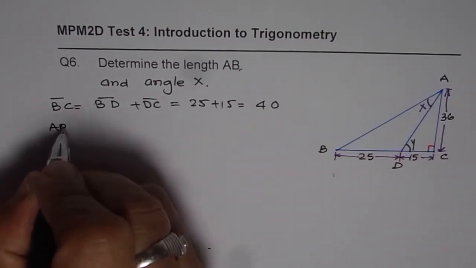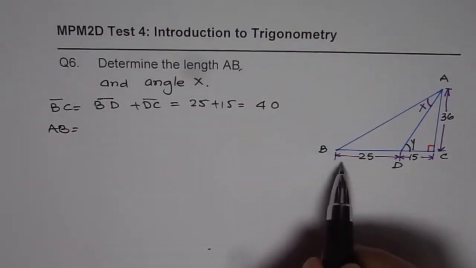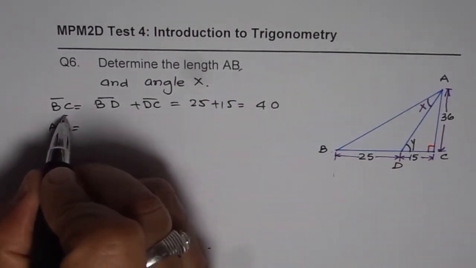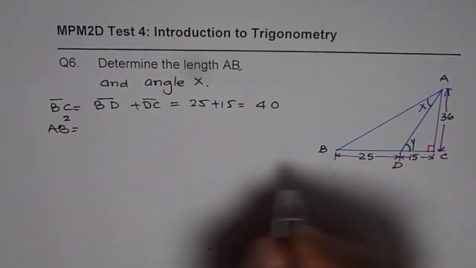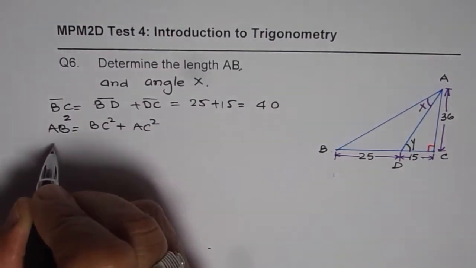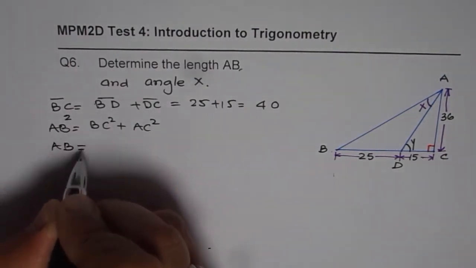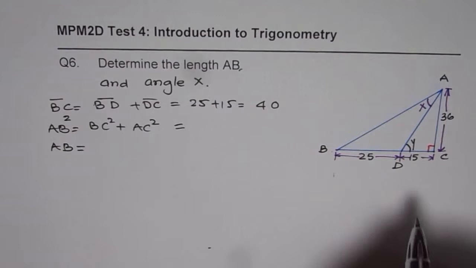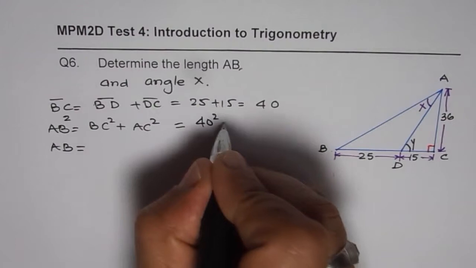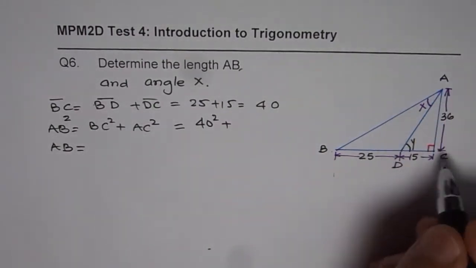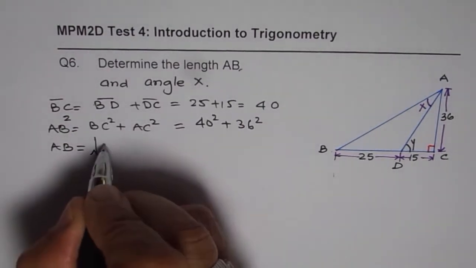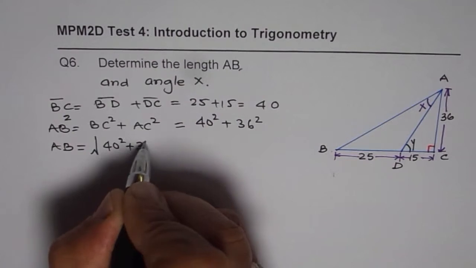So AB is equal to the square root of the sum of squares of BC and AC, right? Or we'll write it in two steps. AB square is equal to BC square plus AC square. So AB is equal to square root of this. So let's find the squares first. BC is 40, so we have 40 square plus AC square, which is 36 square, right? So AB is square root of 40 square plus 36 square.